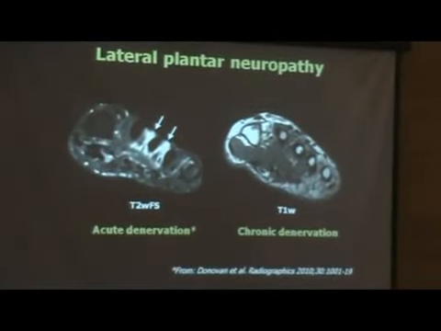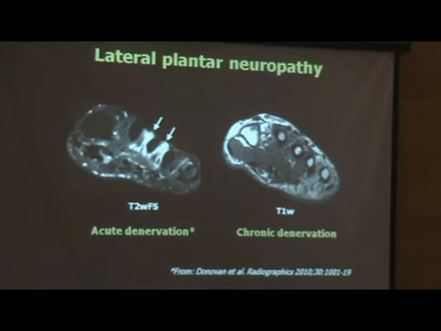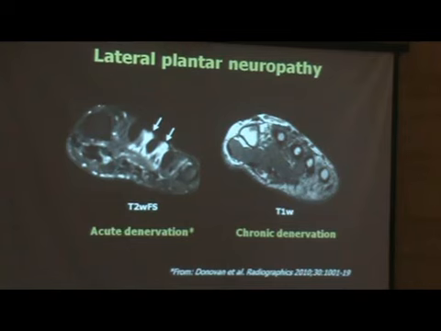So this is another case, different from Baxter neuropathy, for lateral plantar neuropathy that we can see distally, entrapment at the level of the tarsal tunnel or even distal to it. And this is the pattern. We can see an acute denervation involving the interosseous muscles at the second and third spaces. You see a lot of edema going on in these muscles.